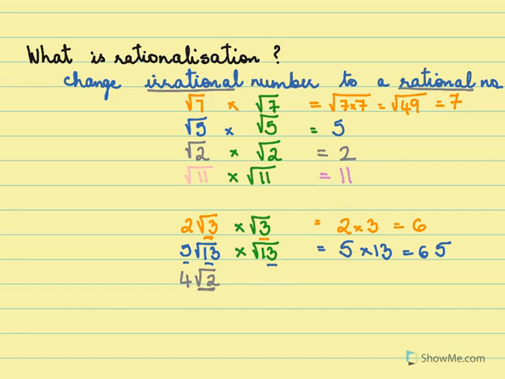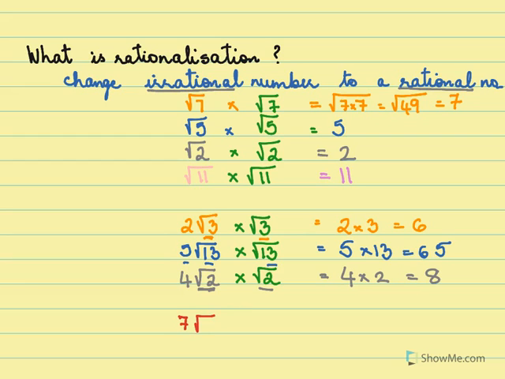Let's take up another one, say 4 under root 2. So under root 2 is irrational. To make it rational, I need to multiply it just by under root 2. So I get 4 into 2, that is 4 here, and root 2 into root 2 is 2. So the answer comes to 8.